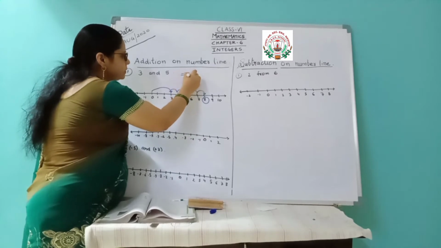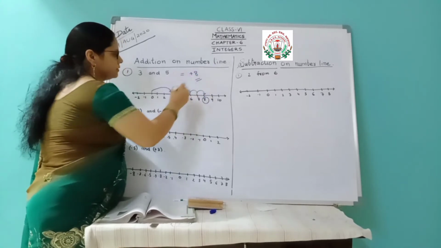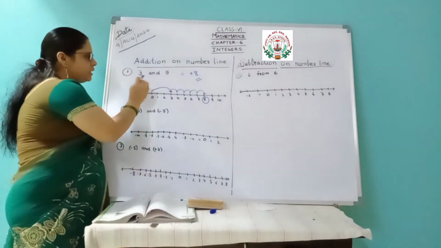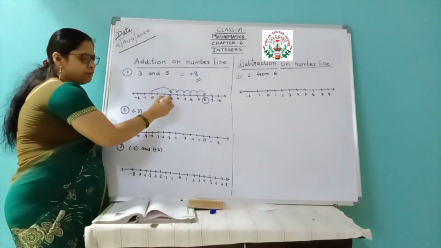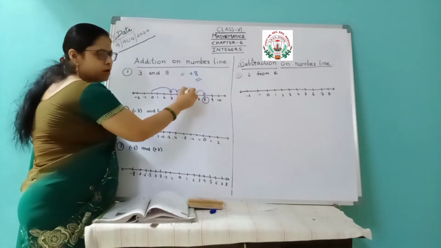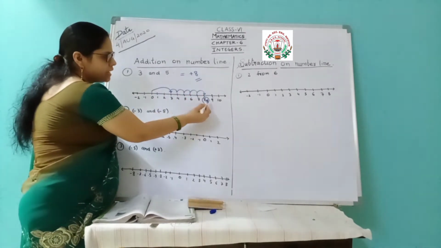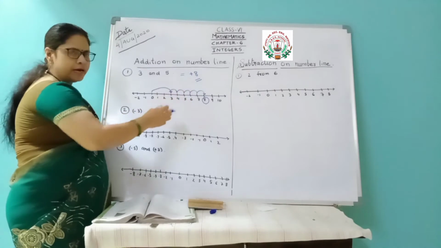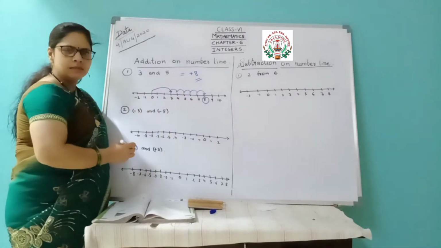3 and 5 is plus 8. This is your answer. You understood? 3 and 5. So up to 3, 0 to 3 we will go and then again 5 times. This is 1, 2, 3, 4 and 5. After going 5 times we have reached till 8. So plus 8. Positive, right side is positive. So plus 8 is the answer.